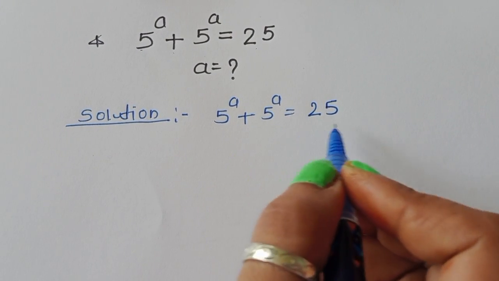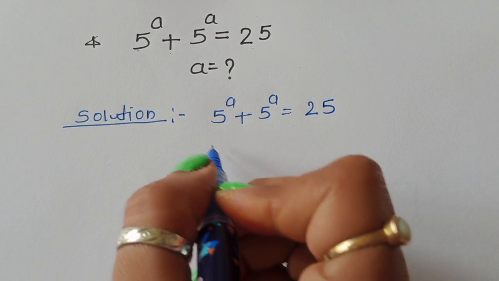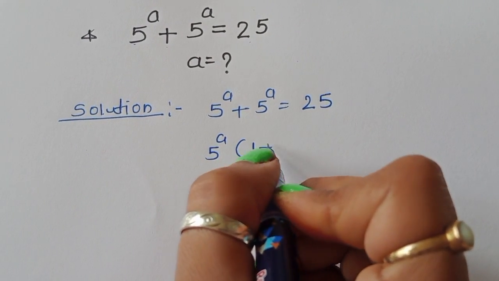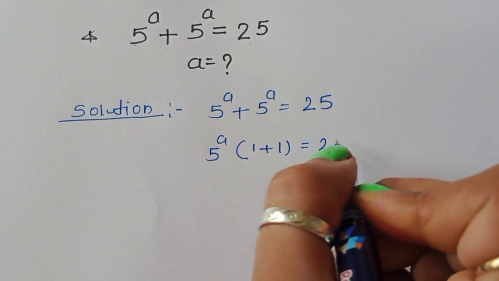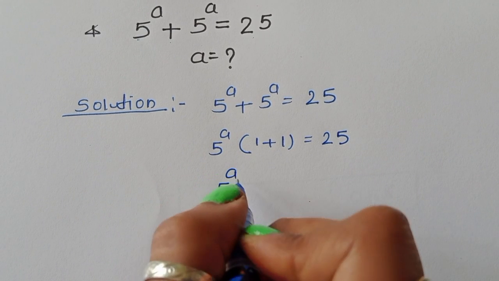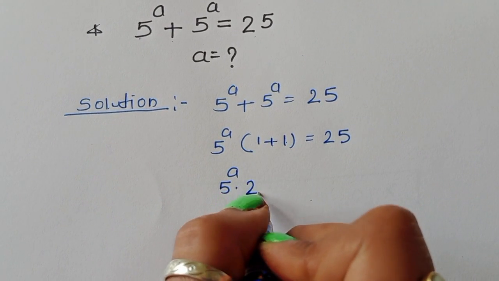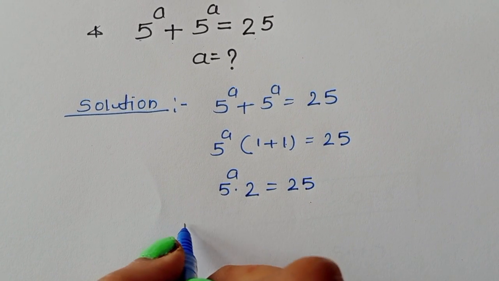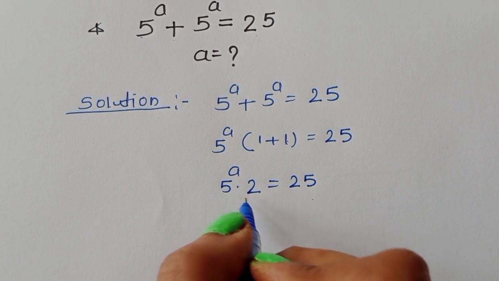5^a + 5^a = 25. We can do one thing here: take 5^a common. So 5^a times (1 + 1) is equal to 25, that is 5^a times 2 is equal to 25. Now we can divide by 2 because we have to cancel this 2.